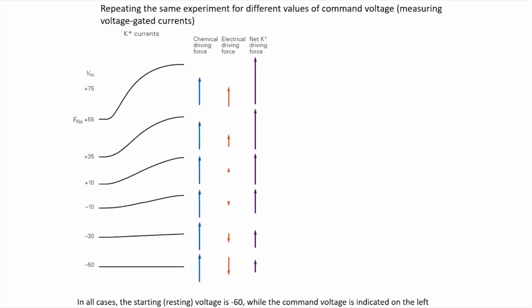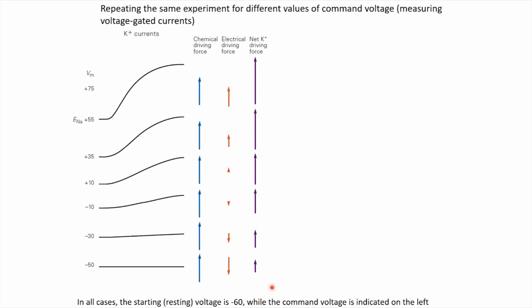Now we can repeat the same experiment for different values of the command potentials. So every time we start with the resting membrane potential of -60 millivolts, and then we take the membrane to different values of command potential. And at each value of command potential, we can observe the potassium current and the sodium currents using the pharmacological agents as we saw on the last slide.